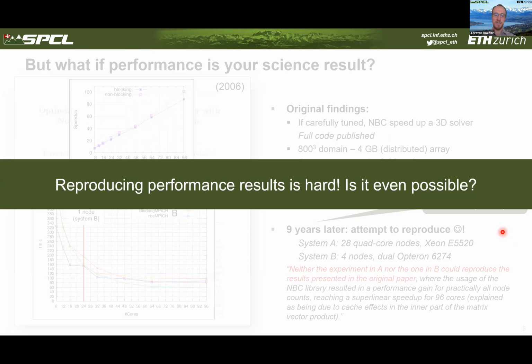What this really means is that reproducing performance results is extremely hard. As a side note, they would still have gotten the exact same calculation result, the values are the same, but the performance of execution is very, very different because the machines change extremely rapidly.